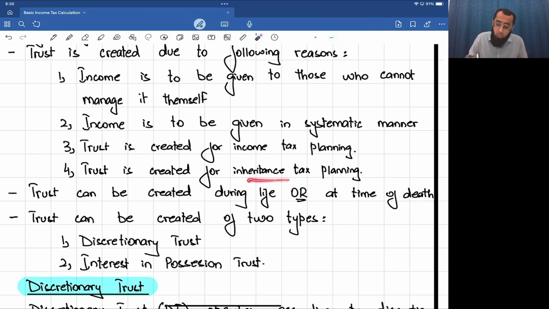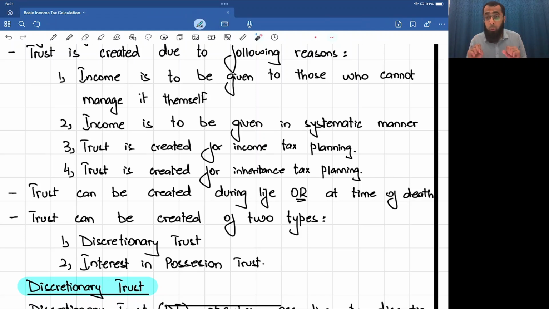Another reason is to do inheritance tax planning. You will be studying inheritance tax in detail in the future part of the course. Basically, inheritance tax applies whenever the assets are gifted. So, for example, if the assets are in my name and when I die, they will be gifted to my family member, and on that, 40% inheritance tax becomes applicable. And on every generation transfer, on every death, such a big amount of inheritance tax becomes payable.